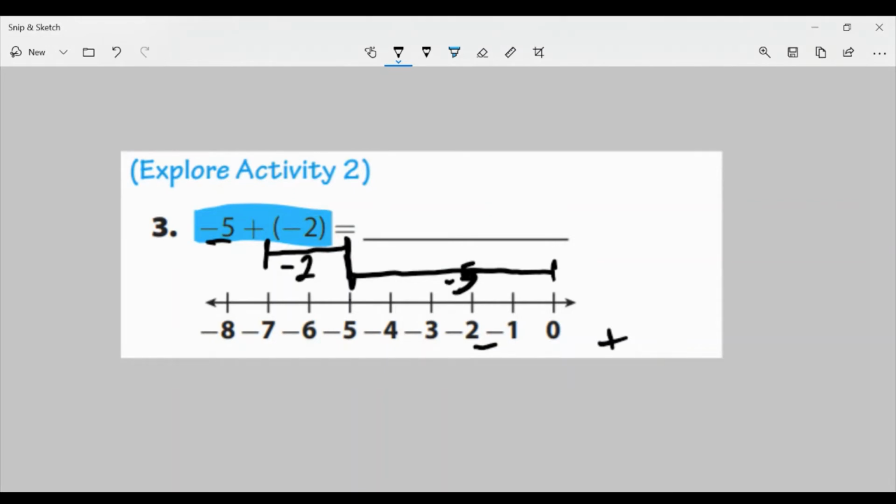Now from here, we have no more numbers. There aren't any more numbers for us to keep adding. So we're at -7. That's where we stopped, right? So our answer is -7.